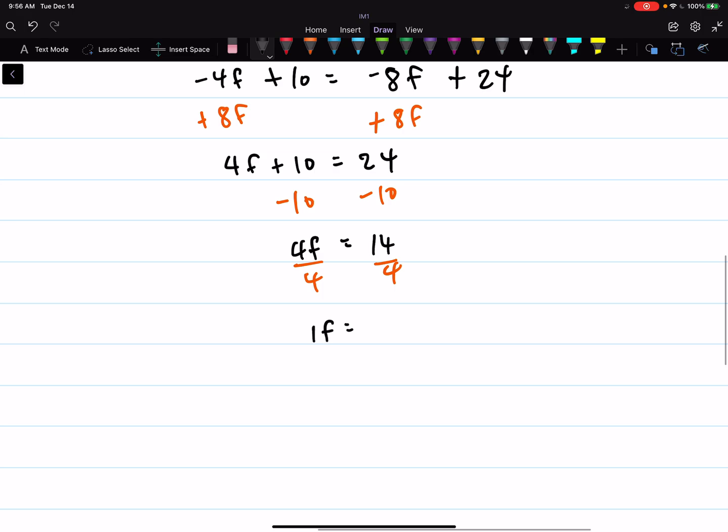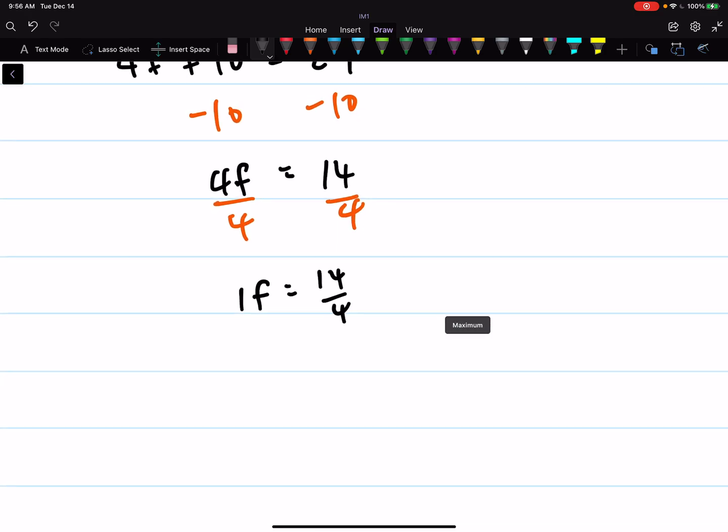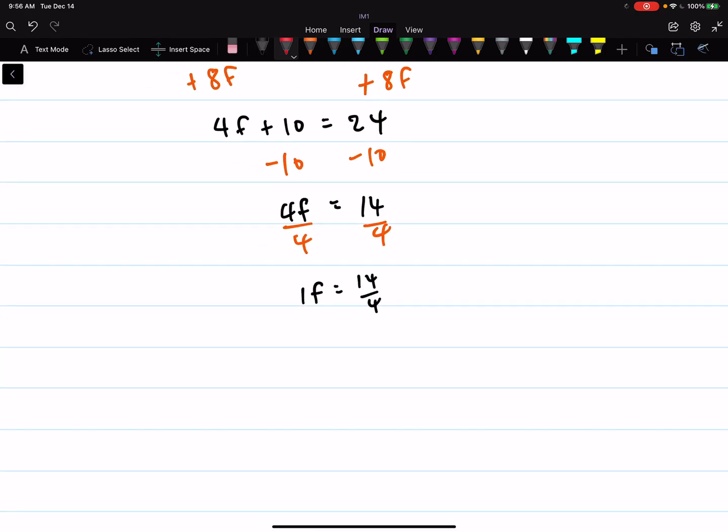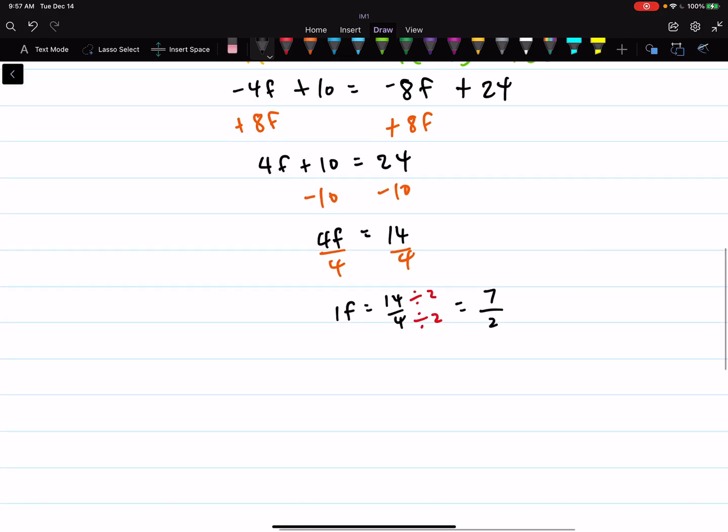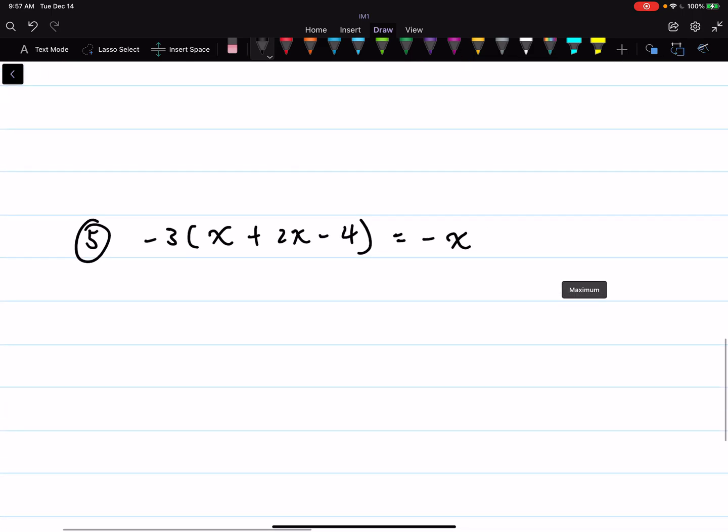1f. And then 14 divided by 4. If I want to simplify that, if you just leave it like that, that's okay too. But if I want to simplify it, I can simplify the top and the bottom by 2. And then 14 divided by 2 is 7. 4 divided by 2 is 2. So my answer is 7/2. Okay, now let's take a look at this one.